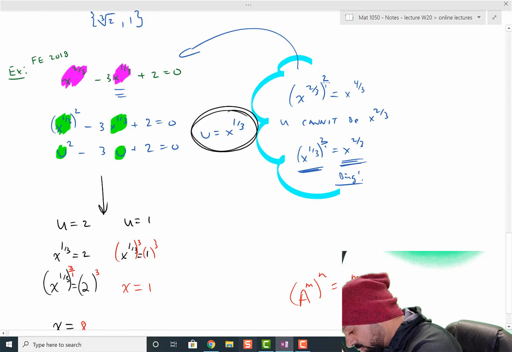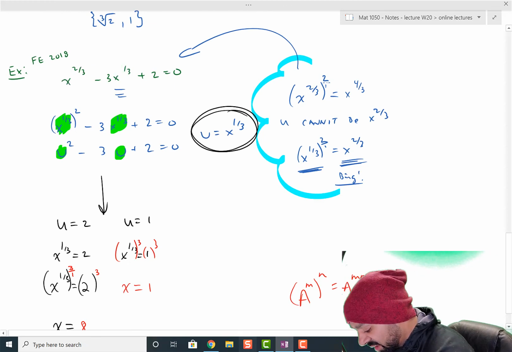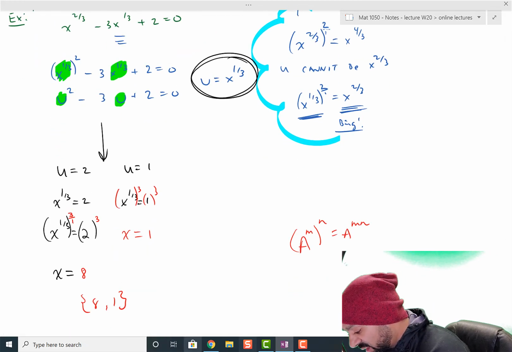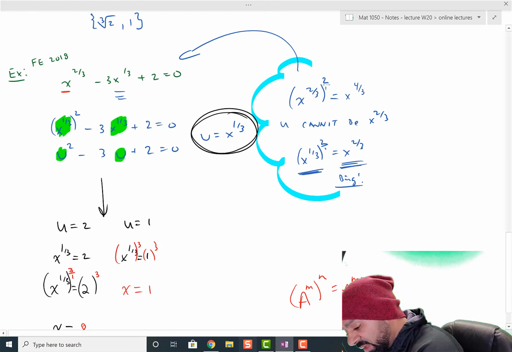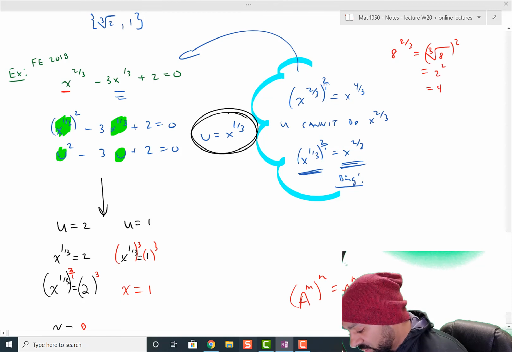Okay, so check it out. We'll check 2 just so you guys can see. If I plug in 8 to the 2/3, well, 8 to the 2/3 means I'm going to take the cube root of 8 and then square that. 2 squared, which is 4. Okay, so that's a 4.